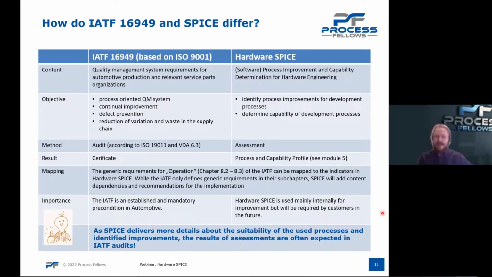First of all, there is a close relationship to the IATF 16949, so the IATF. The IATF is, this is what you can see here in this overview. The 16949 is based on the ISO 9001. It is about quality management systems, yeah, requirements for quality management systems in automotive production. And yes, the electronics is part of the production here, and there are a lot of requirements. The objective of the 16949 is to have a process-oriented system for quality management, to have a continual improvement in place, to prevent defects here, and to reduce variation or waste during the development already. So it is all about quality.